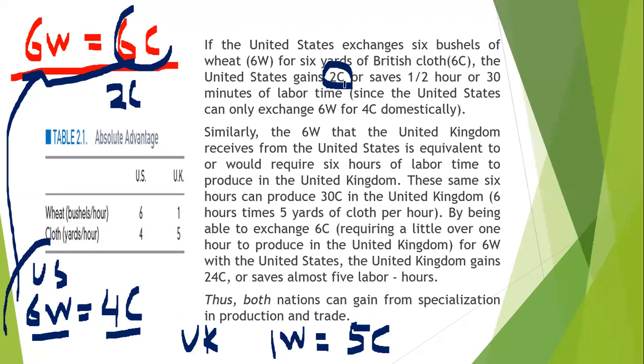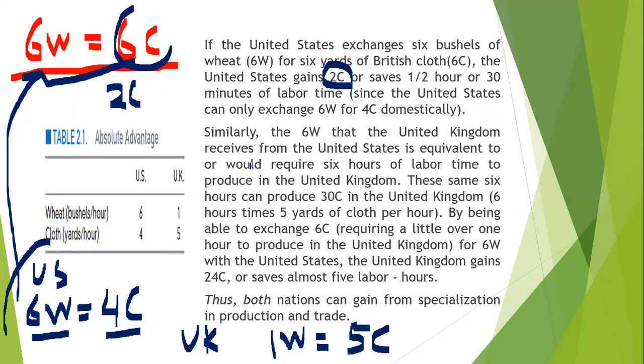2 cloth more simply means half labor, or 30 minutes, they are saving, because for the production of 4 units of cloth they need 1 hour of labor. So if they get 2 additional cloth, it is equal to saying that they are saving half labor. So if the United States exchanges 6 bushels of wheat for 6 yards of cloth, the United States gains 2 cloth more.